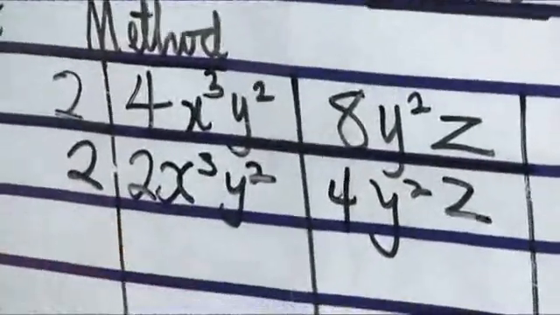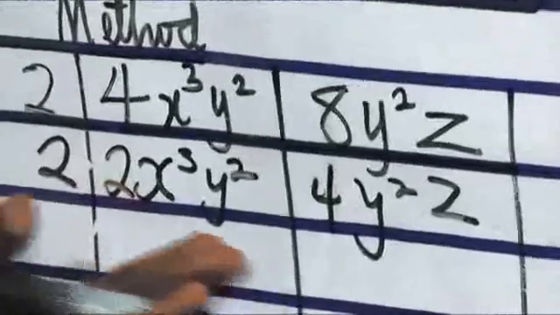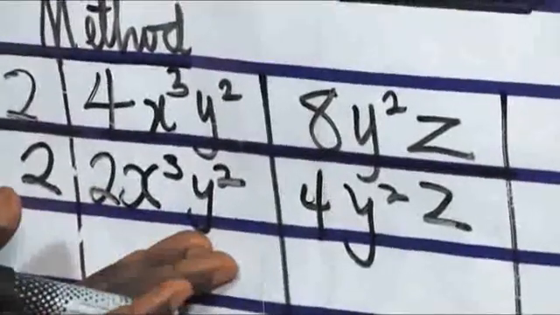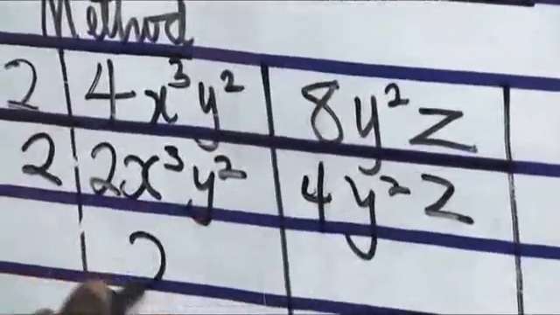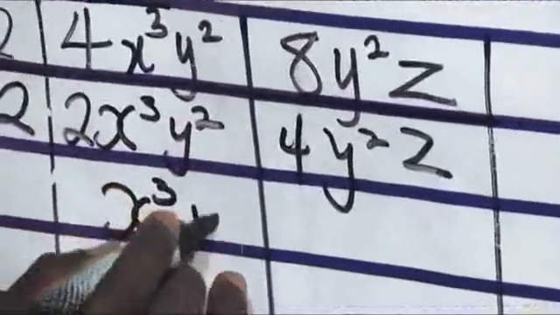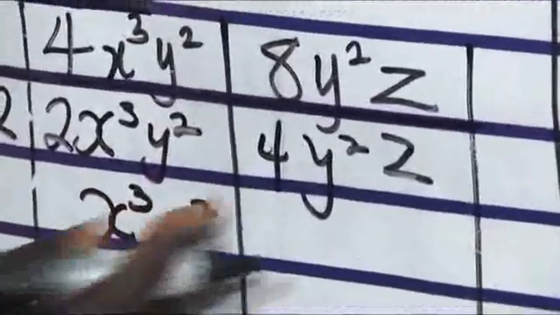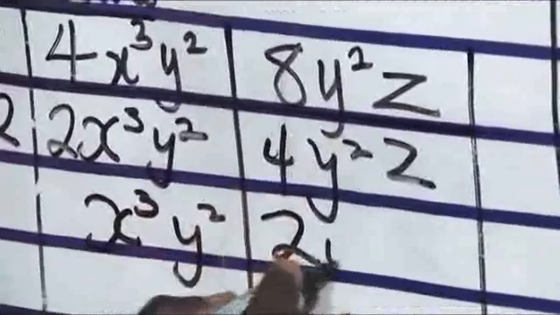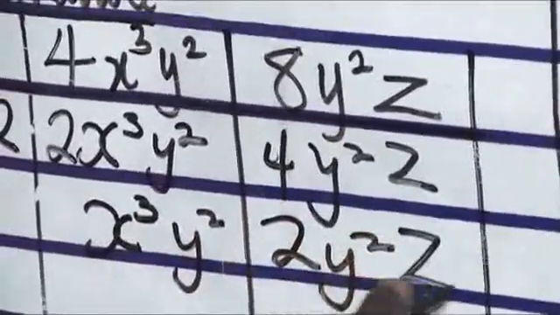2 in 2, that should be 1. There's no need of you writing 1 since there are still some variables there behind it. So we can write it. That should be x cubed, then y squared. Then 2 in 4, that's 2, y squared z.